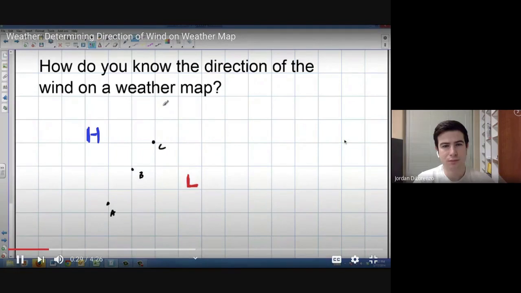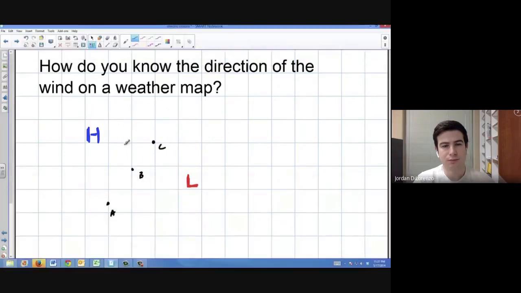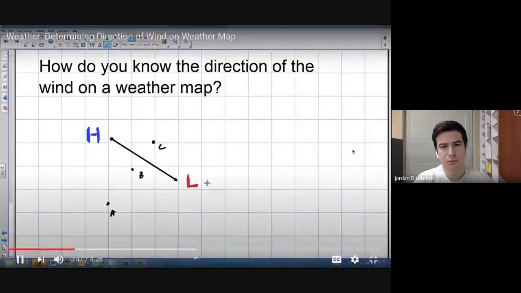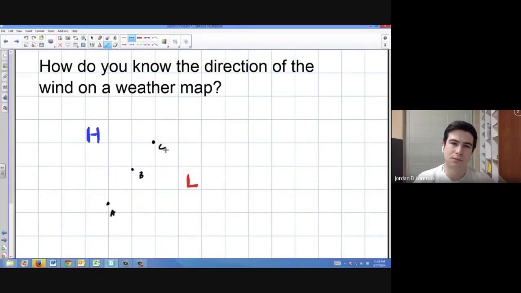How do you know? Well, first of all, we need to understand the basic nature here of what these two systems want to do. High pressure always wants to move towards low pressure. It's kind of like saying something a ball always wants to roll downhill. So the high pressure wants to go straight to the low pressure. That's what it wants to do. But the Earth is spinning, okay? So it can't go directly there. It has to go in a cyclical fashion.